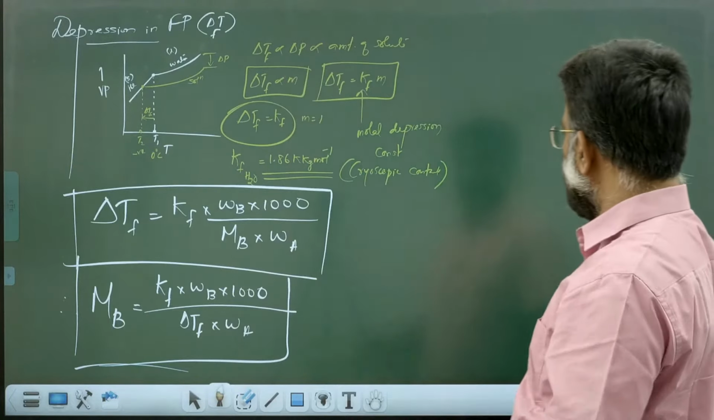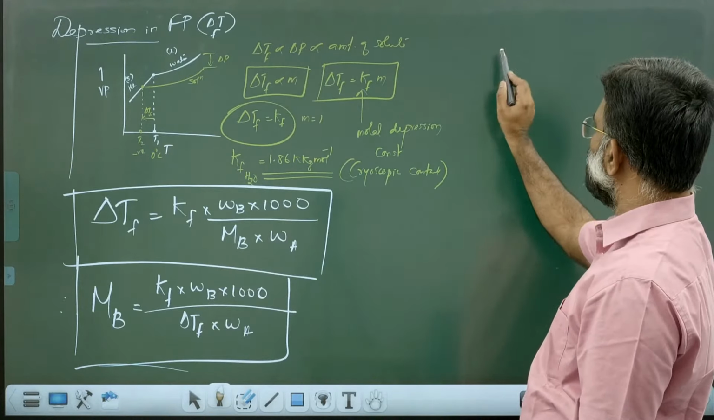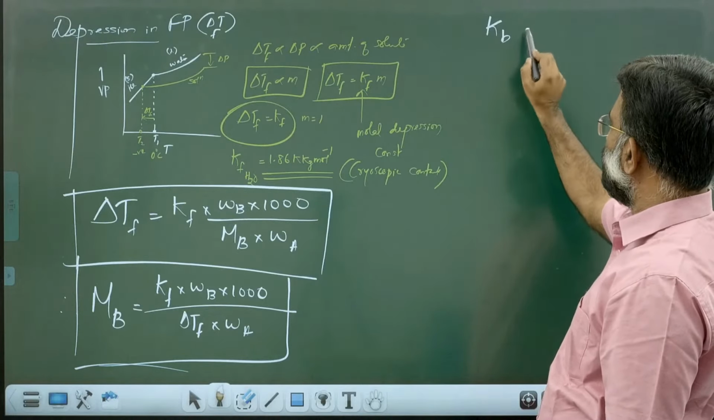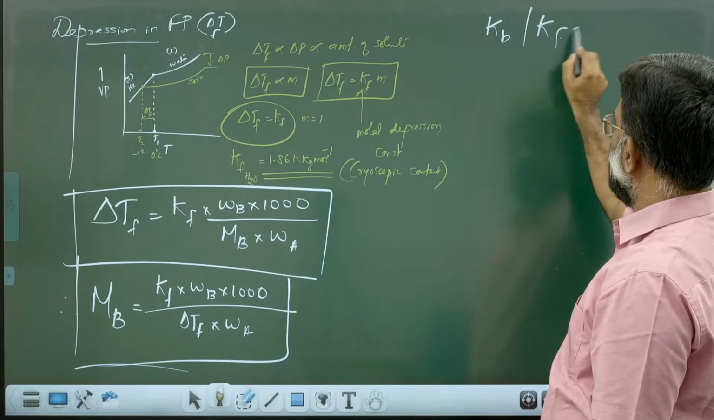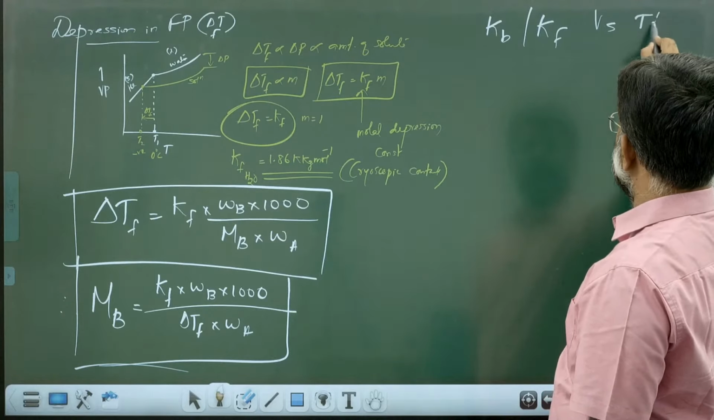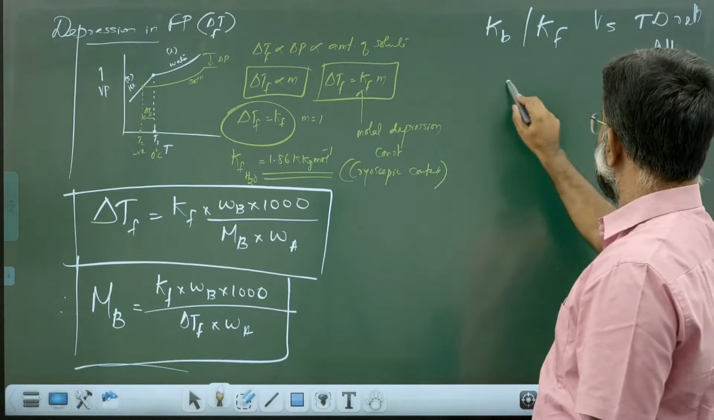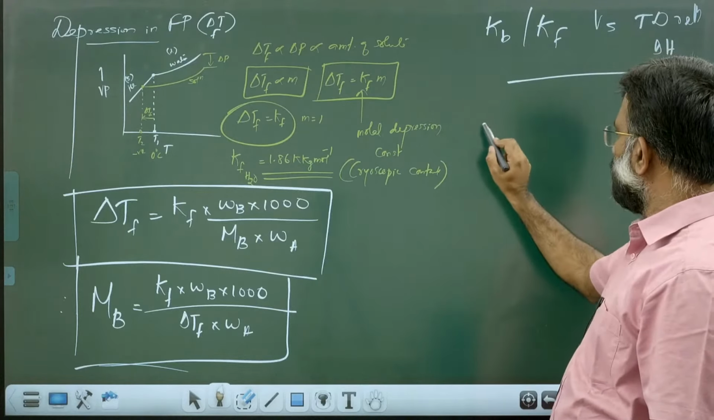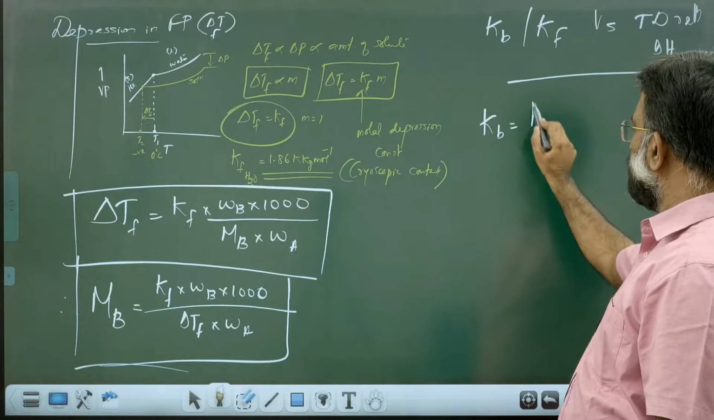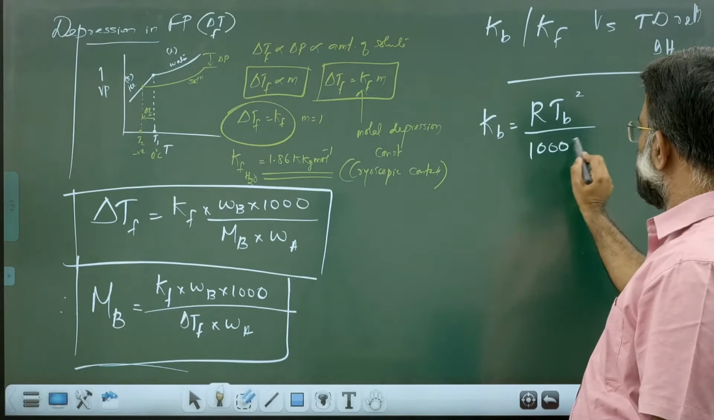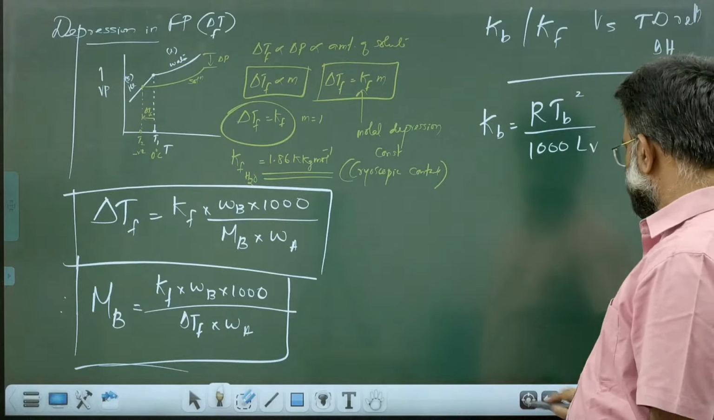And two more important things you must know are the thermodynamic relations for Kf and Kb, that is, in terms of delta H. That's a very important point. See, the relation is Kb is equal to R TB square by 1000 LV.